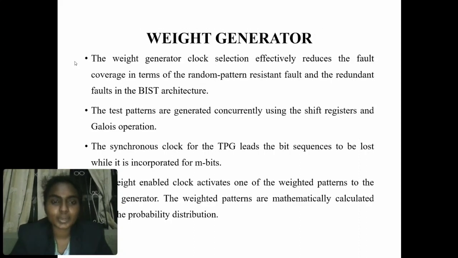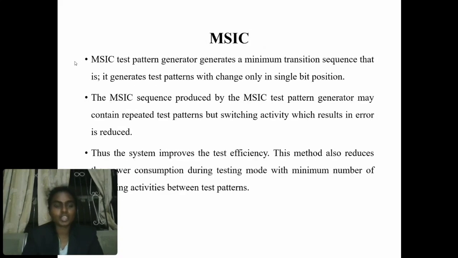Weight generator. The weight generator clock selection effectively reduces the fault coverage loss in terms of the random pattern resistant faults and the redundant faults. The test patterns are generated consequently using the shift register and the Galois operation. The weight-enabled clock achieves one of the weight patterns for the weight generator. The weight patterns are mathematically calculated using the probability distribution.